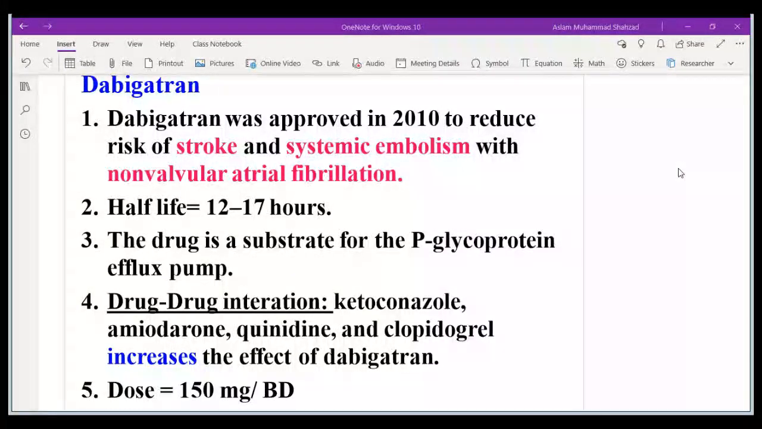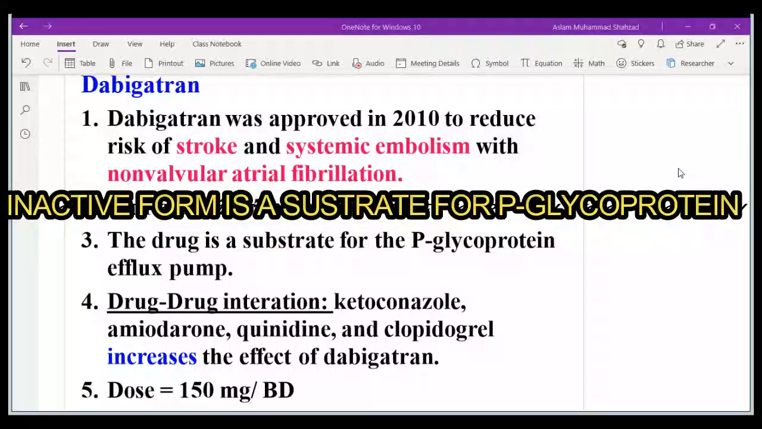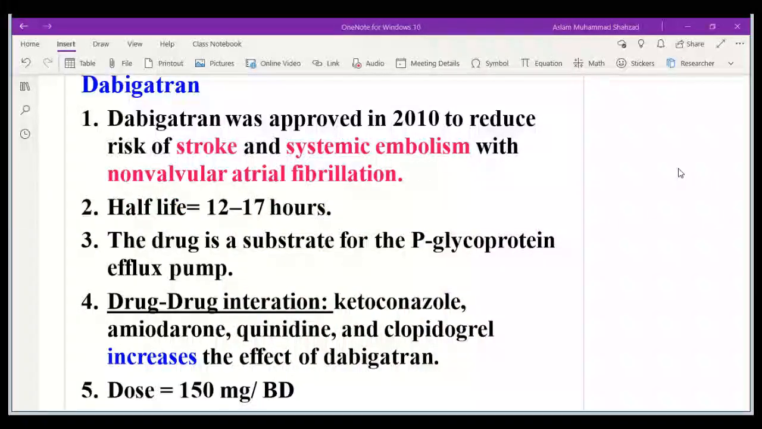So in simple words, when a patient takes this drug, the inactive form of the drug is converted into the active form of dabigatran, and the inactive form, which is also known as the prodrug, is actually a substrate for P-glycoprotein. So what is going on is that the inactive form of the drug is rapidly converted into the active form in the liver and in the plasma.